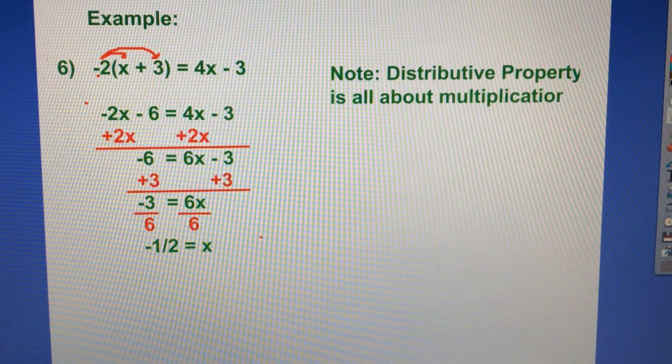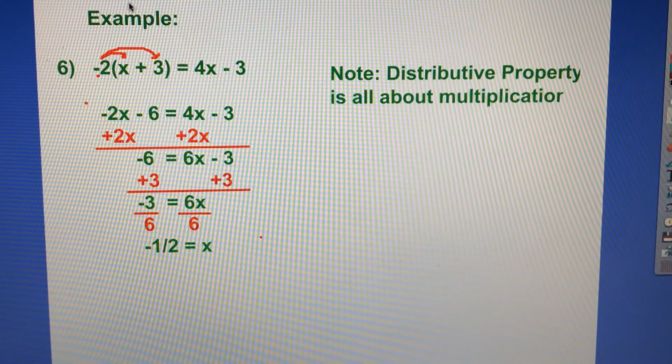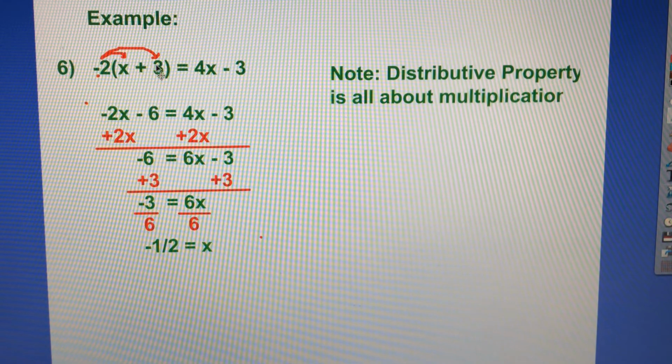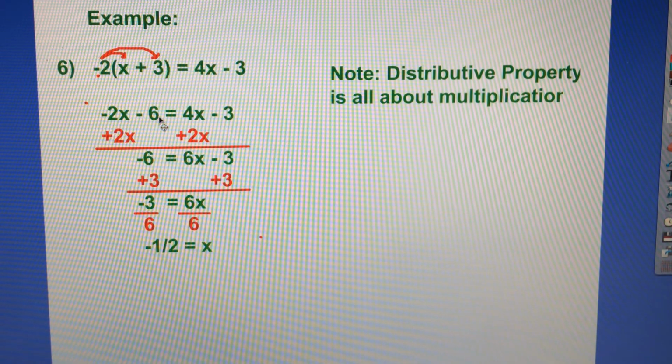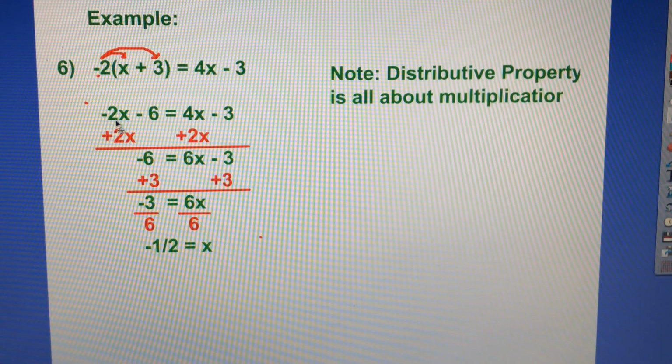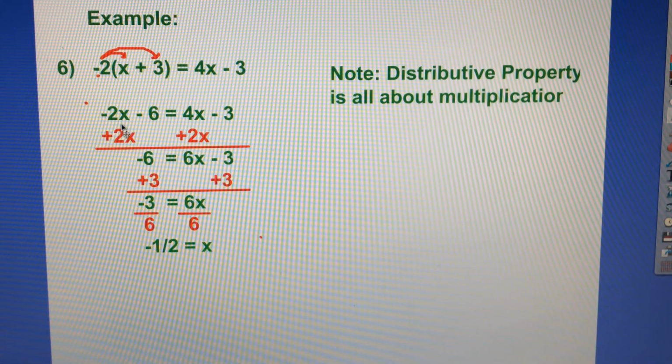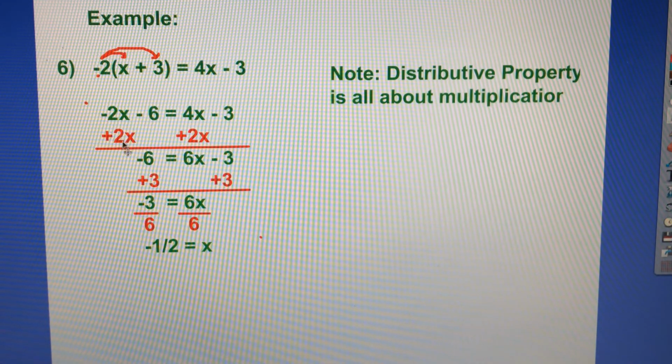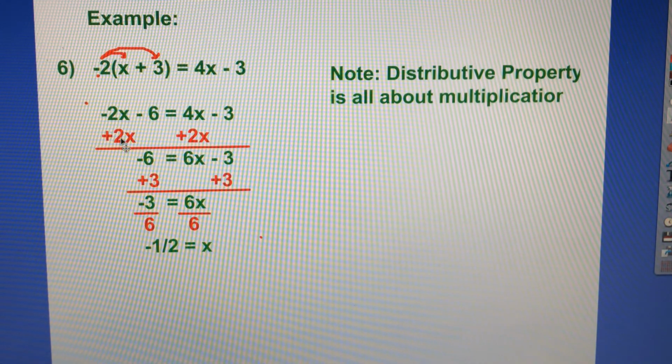You can see that I have to take the negative 2 times x, negative 2x. Negative 2 times a positive 3, negative 6. The right-hand side does not need to be cleaned. I'm ready to move my variables. You notice that if I have a negative variable, a negative coefficient, I tend to move that one because I can make it positive, and we all like positive numbers better.